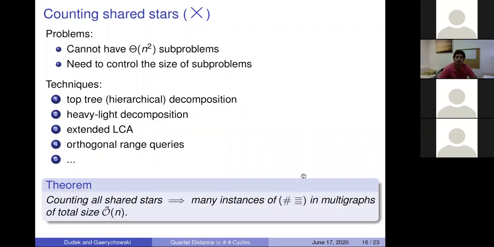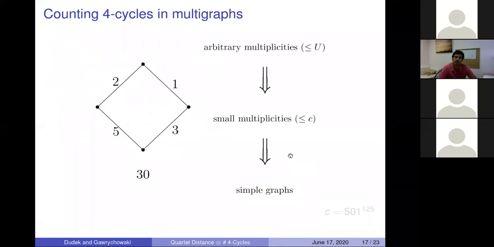So you have multiplicities, but the total size of all the graphs is n with a few log factors, I guess 2. Okay, but this is counting matchings of size 4, not counting 4 cycles, and it's multi-graphs, not simple graphs. So we're not done yet. So we have to finish this chain of reductions. And just to make sure that we're on the same page, when I say that I want to count 4 cycles in a graph or 4 matchings, I mean that you take the shape and you multiply the multiplicities. Okay, so here it's 30.